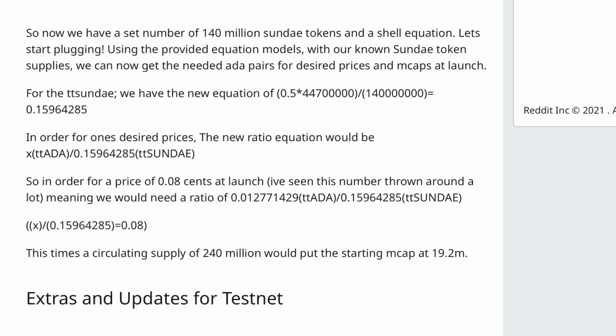Now let's look a little closer at the numbers in terms of what it would take to reach a certain market cap for the initial price of SundaeSwap. Using the provided equation models with our known Sunday token supplies, we can now get the needed ADA pairs for desired prices and market caps at launch. And as I've said in several videos, it just comes down to the math and how much is put in.